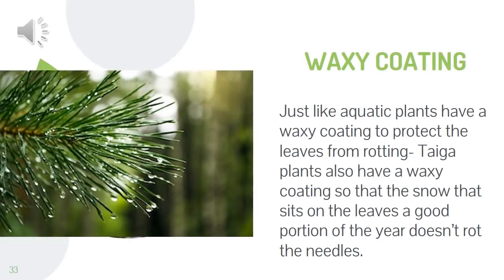We've seen the waxy coating adaptation before, and it comes back here again in this ecosystem for the same reason that the aquatic plants had it. In the taiga, we're trying to protect the leaves from rotting. Taiga plants have a heavy waxy coating so that the snow that sits on them for long amounts of time doesn't rot the needles that it's sitting on. So just like in the aquatic system where the waxy coating was to keep water out, that's the same reason that some of the trees in the taiga region would have that same waxy coating, to keep the water out or the snow from rotting the leaves.